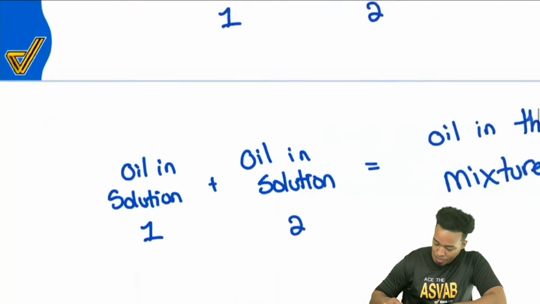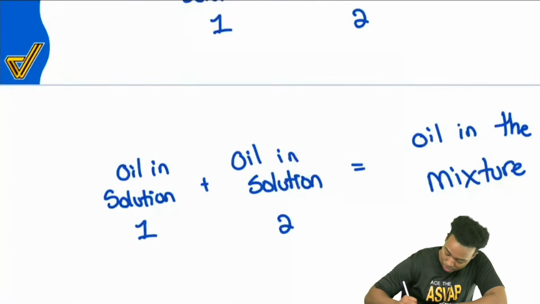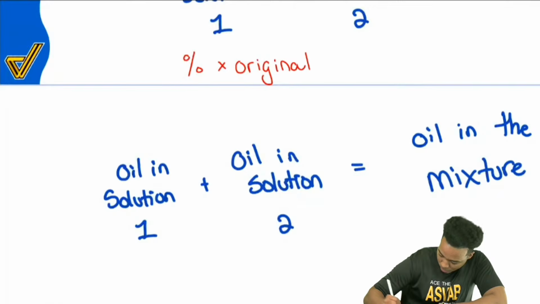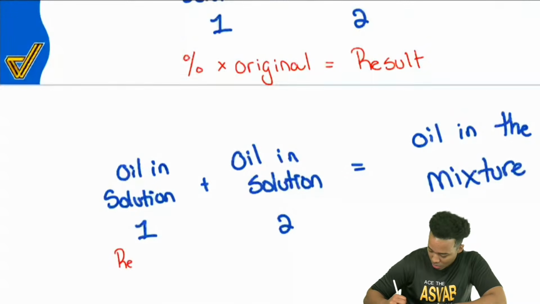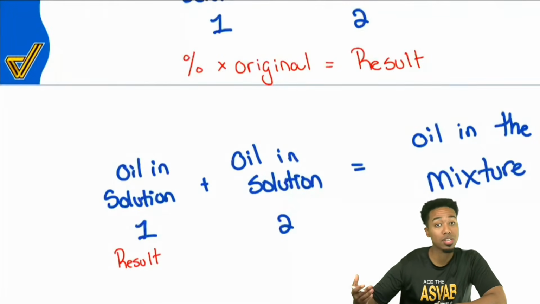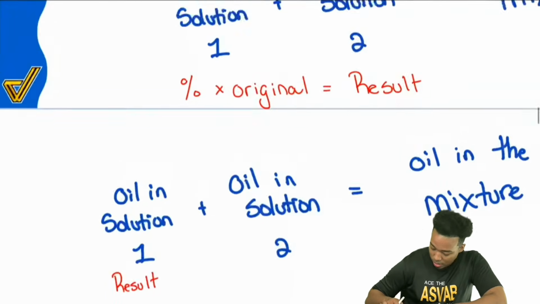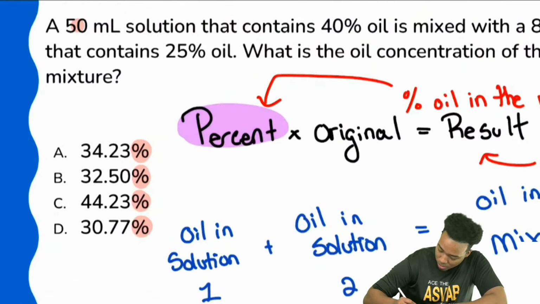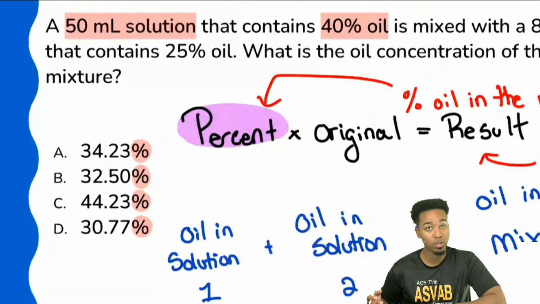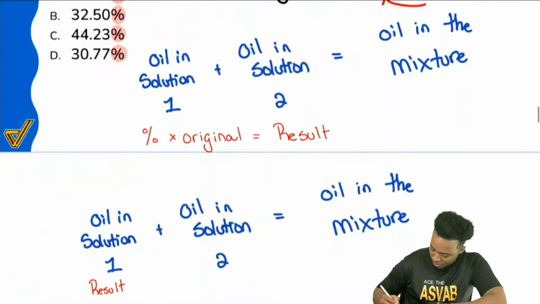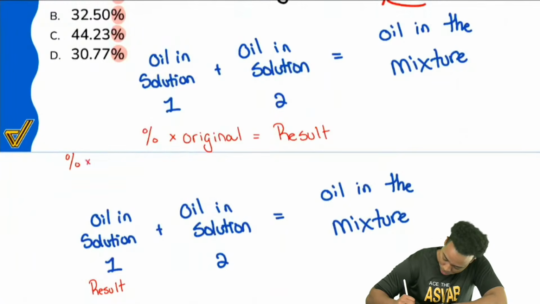Let me zoom in. So the oil in solution 1, again, think about it like this. Percent times original equals the result. So right here, this is the result. If we're thinking about the percent times the original, this right here is going to be 50 milliliters. That's the original amount, and that's the percent: 40% of it is oil. So I'm going to say 40% of 50. Right here, percent times original. That's 40% of 50 milliliters.